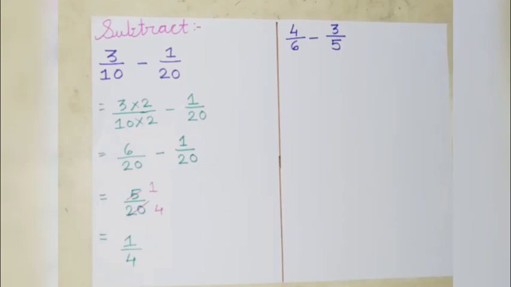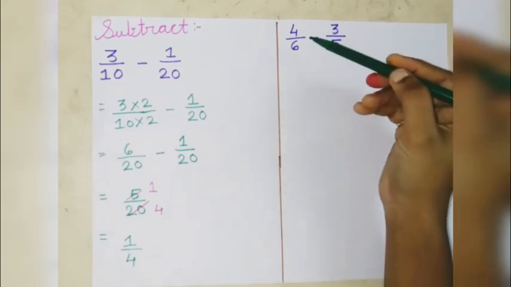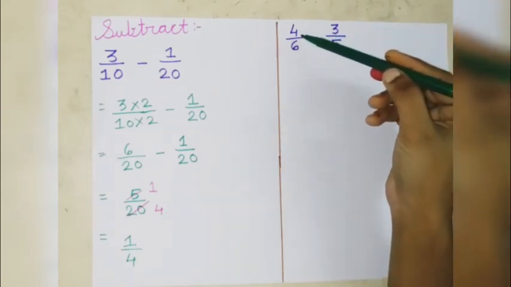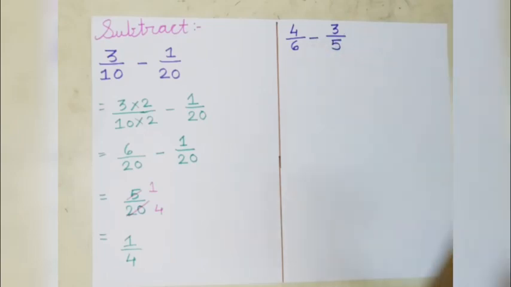Students, now tell me what we will do here. Here our question is 4 upon 6 minus 3 upon 5. What will be the smallest common multiple of the two denominators? Yes, that is 30. Because 30 comes in the table of 6 and also in the table of 5. 6 5s are 30. 5 6s are 30. So children, we shall change the denominator of both the fractions to 30.